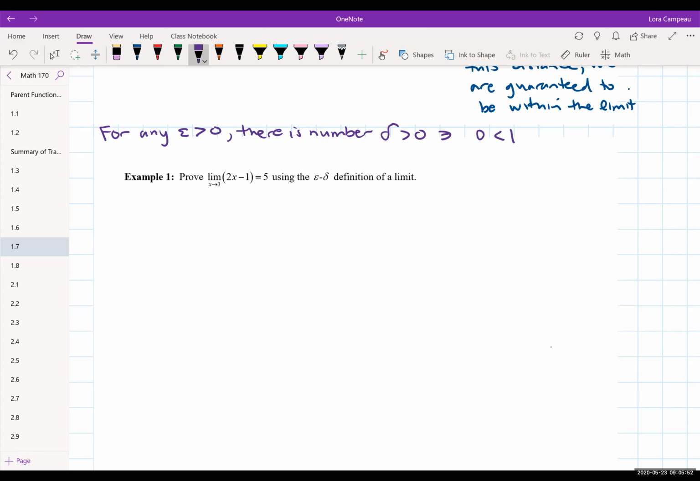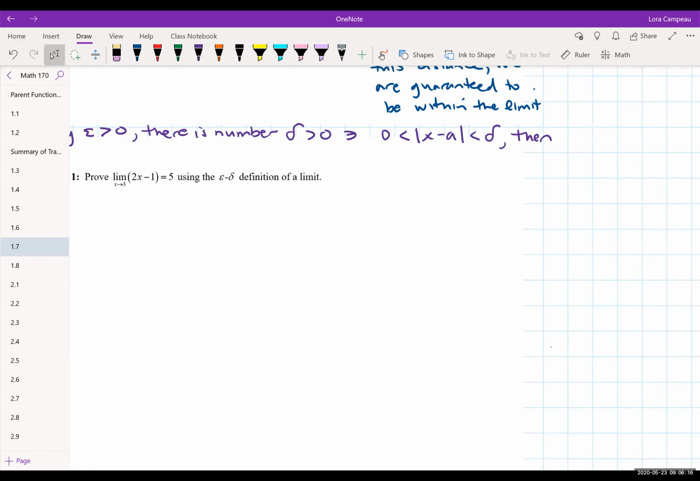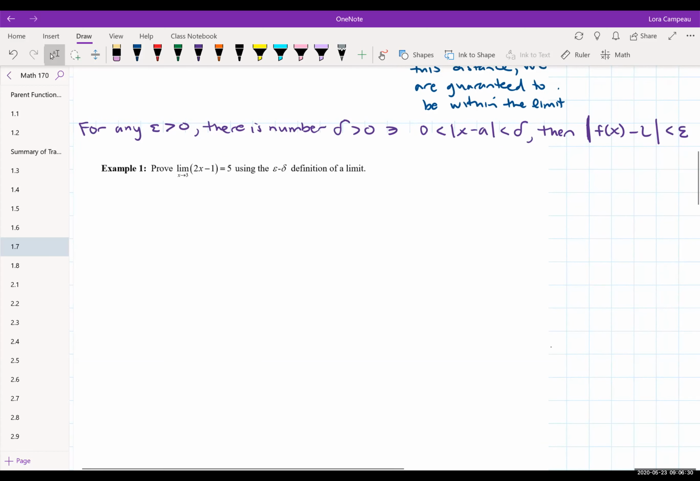0 is less than |x minus a|, that's the distance, is less than delta. So delta is looking at this distance between the x1s and the a's, x1 and a, x2 and a. So if that is the case, if all this happens, then f of x minus L should be within your limit. So the distance between your function and your limit should fall within the distance of epsilon.